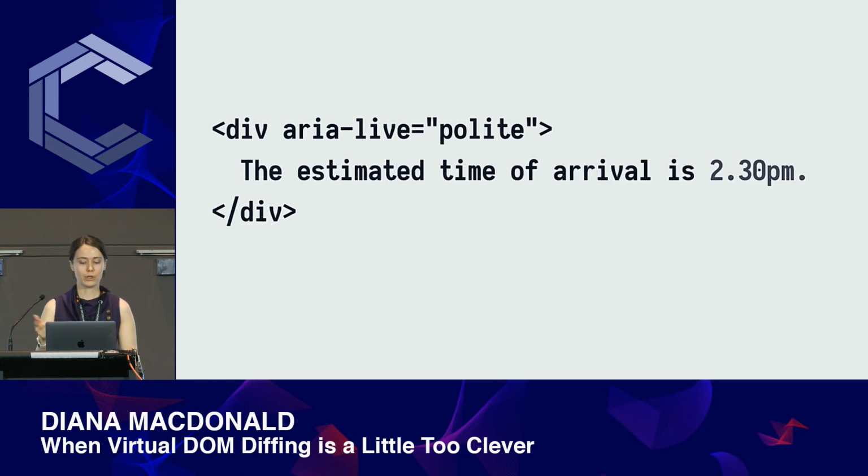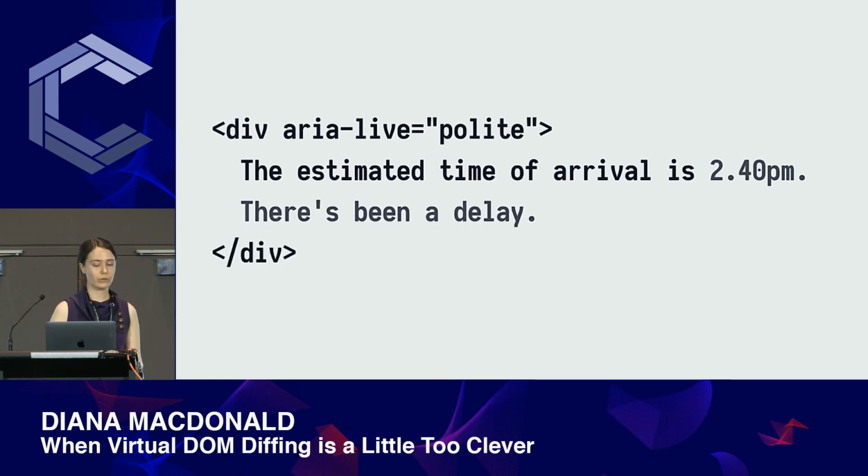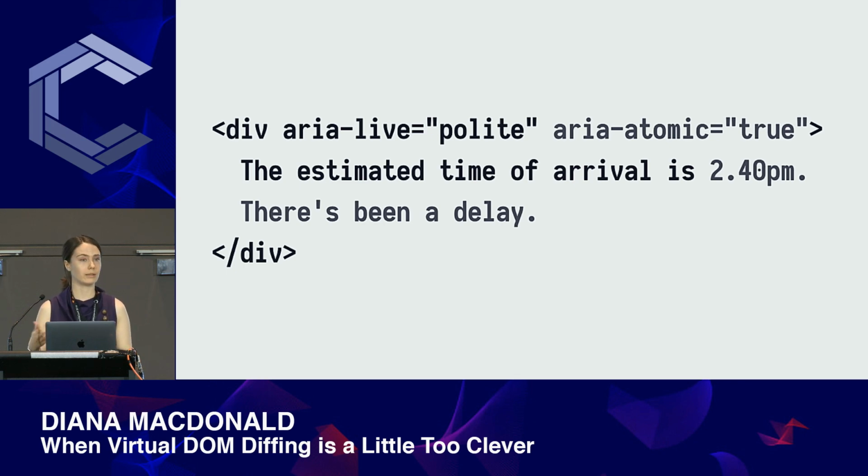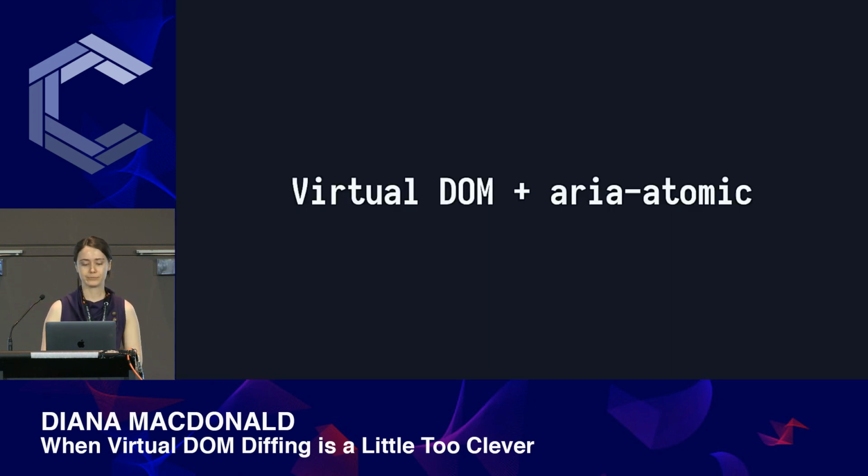So without Aria Atomic, this would say the estimated time of arrival is 2:30 p.m. And if you change the time to 2:40 and add an extra note, there's been a delay, the atomic live region would say the estimated time of arrival is 2:40 p.m., there's been a delay. Without that attribute, it would just say 2:40 p.m., there's been a delay. And that's not a lot of context, so it's unclear to know what's happening.